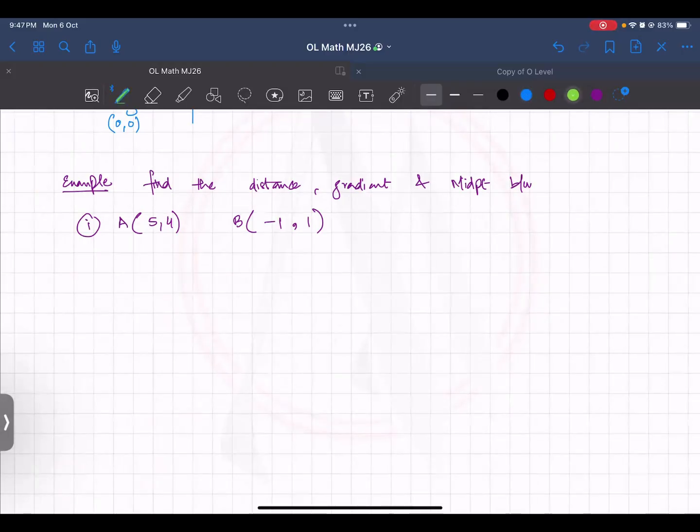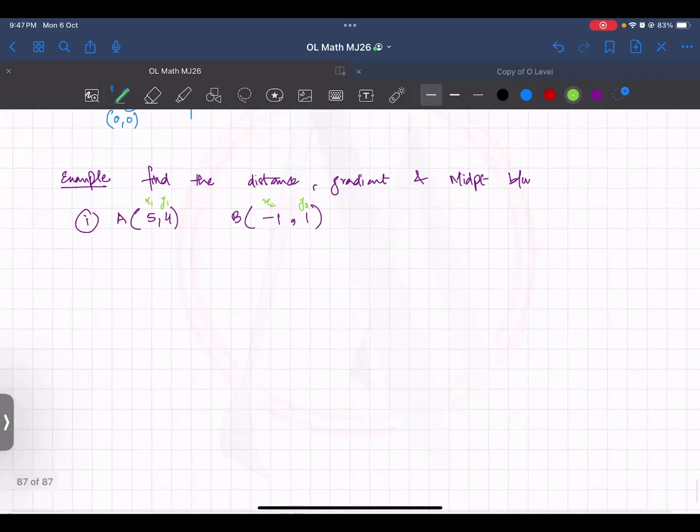So what we can do is, you can give the names: x1, y1 and x2, y2. What is the answer for? Is it the gradient, distance or midpoint? Gradient. Yes, good. Let's wait for others as well. I know you know. It's okay.